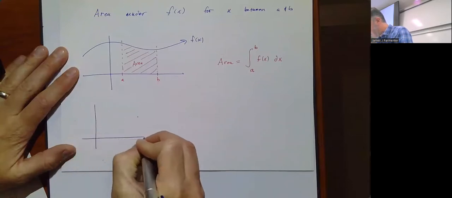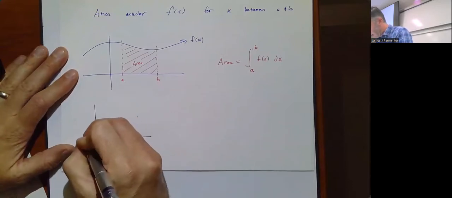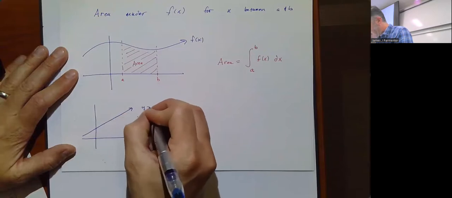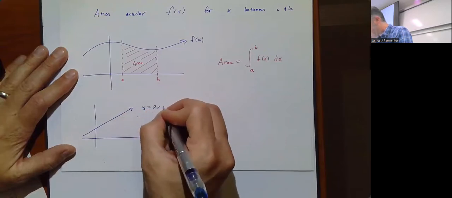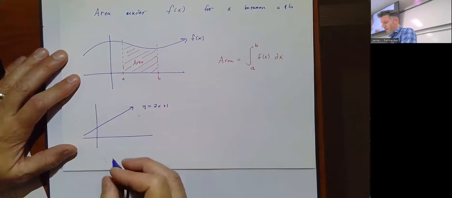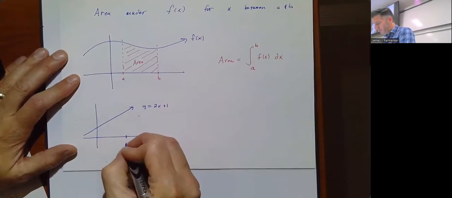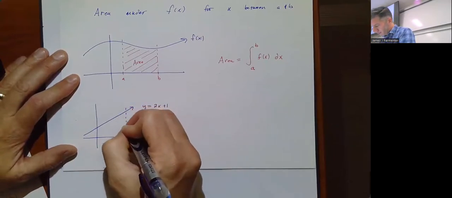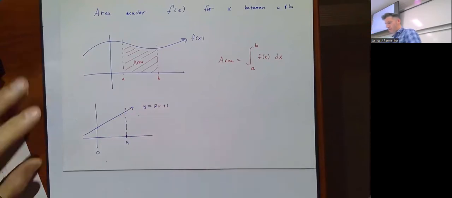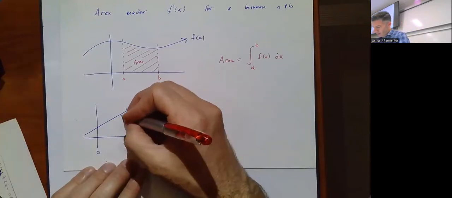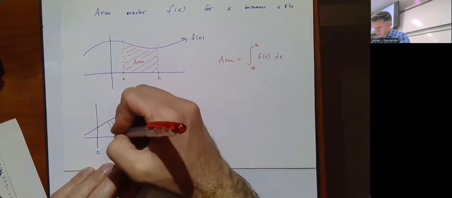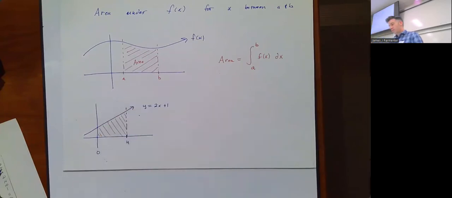Let's say my curve was a straight line, like y equals 2x plus 1, and I want to find the area under the curve from 0 to 4. So I want to find this area here. I could use an integral, like the way you're going to eventually, but I could also recognize that's a triangle and a rectangle. And I know how to find the area of a triangle and a rectangle.